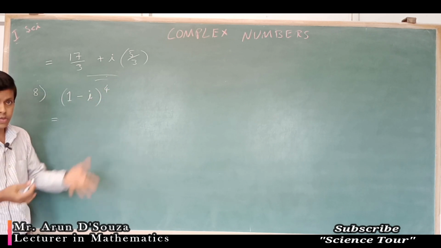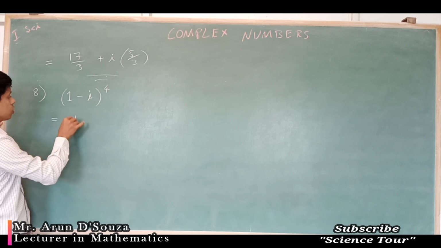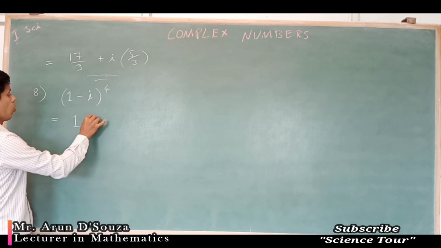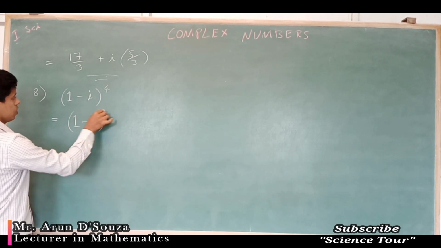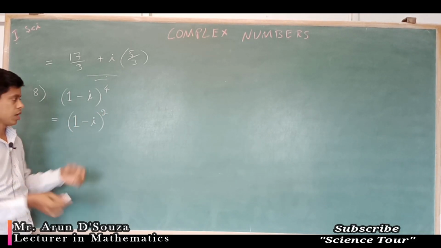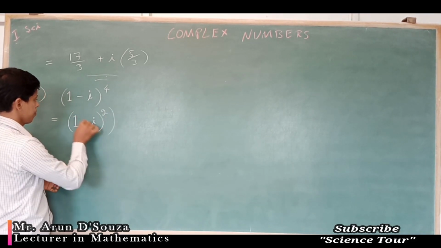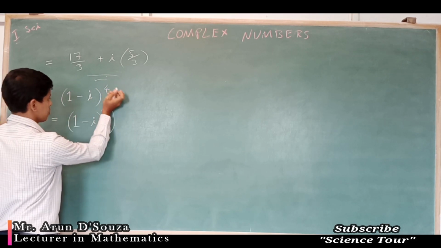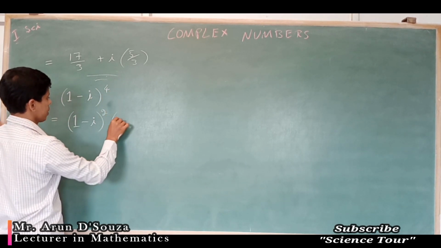If you know the formula, use it. If you do not know the formula, then use whatever formula you know. So which formula do you know? You know the whole square. So you can write it as a whole square. Or you can write this way.